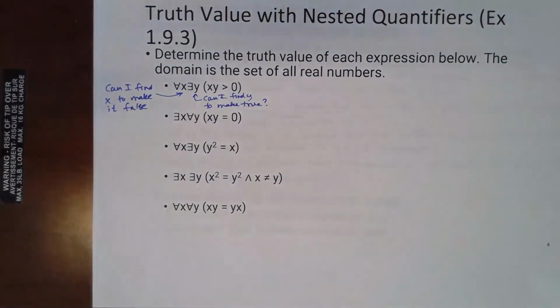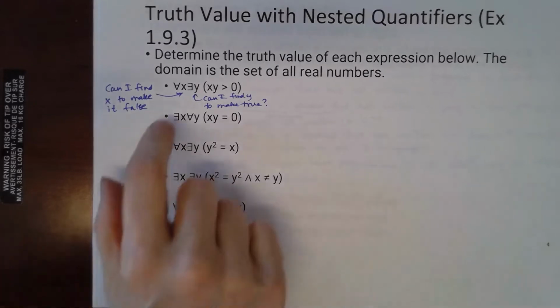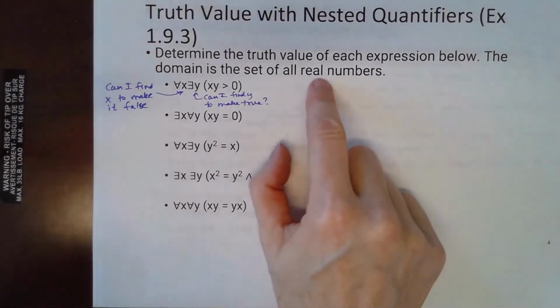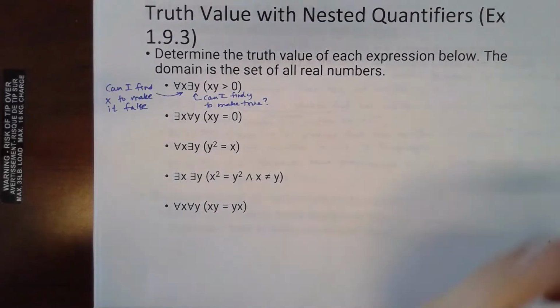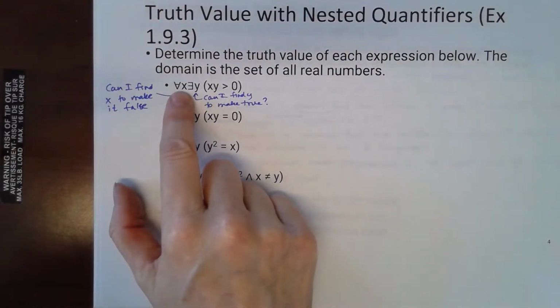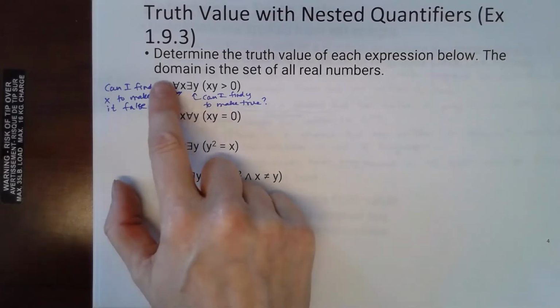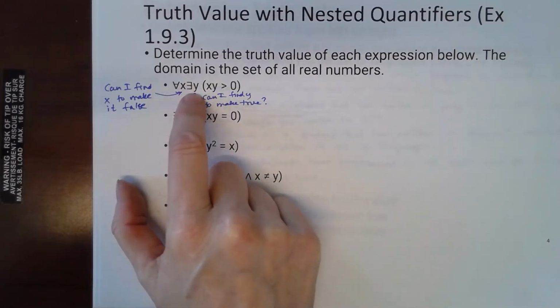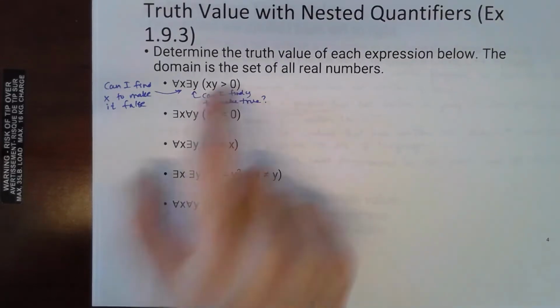Okay. And here's this idea of a two-player game. Who's going to win? X making it false or Y making it true? Since we're talking about the domain of all real numbers for both of them, is it true that for every single real number, I can find another number such that the product will always be positive?